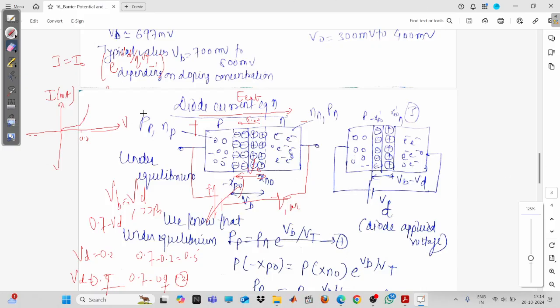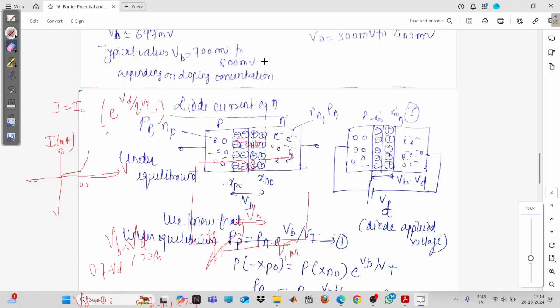Why does it increase in an exponential fashion? Because you can see here I is equal to I0 times e to the power of Vd upon eta Vt, minus 1. And this Vd is a positive voltage, so this term is a positive quantity. So e to the power of a positive quantity will be a very, very high value. Now suppose you take e to the power of plus 10.